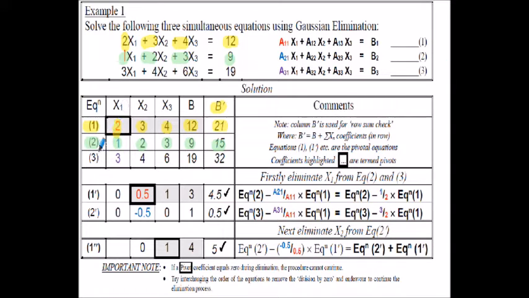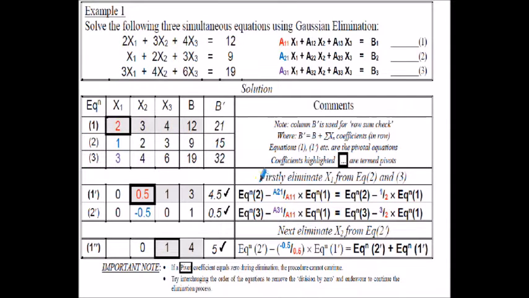And finally, looking at equation 3 here, these are the coefficients for equation 3. For x1, that will be 3. For x2, that is 4. For x3, the coefficient is 6, and the constant on the right hand side is 19. If we sum 3, 4, 6 and 19, we get 32. So now we've taken all the coefficients and the constants from the given equations and put them into our tabular form, and we've added our row sum check, the b dash column.